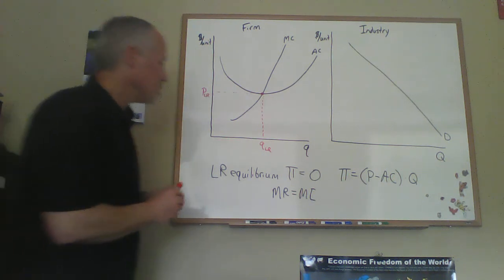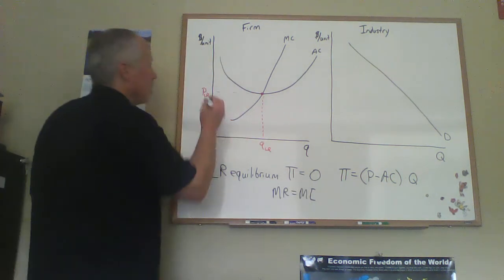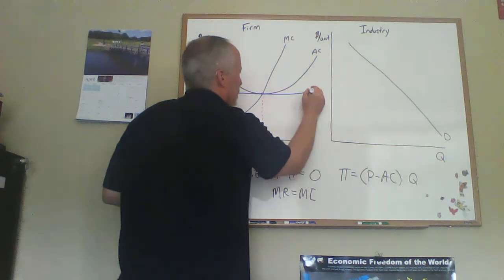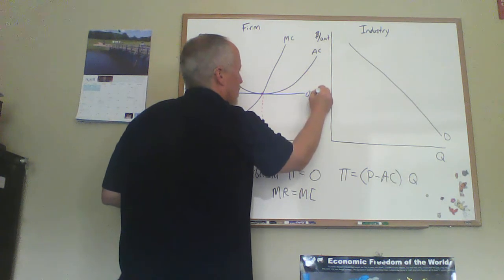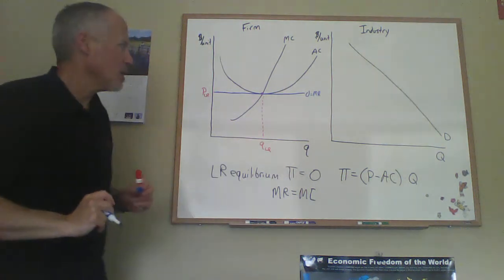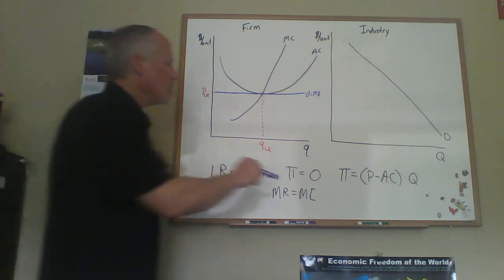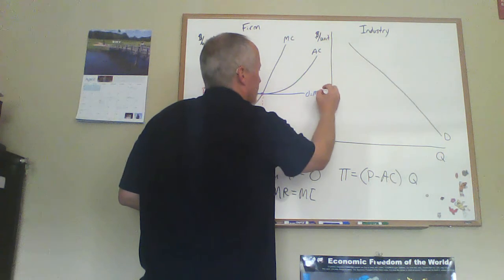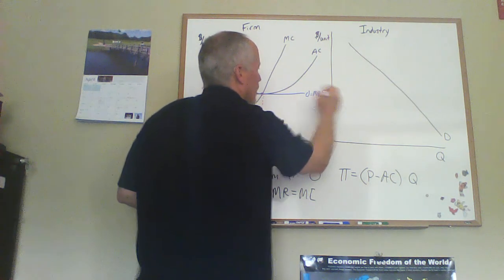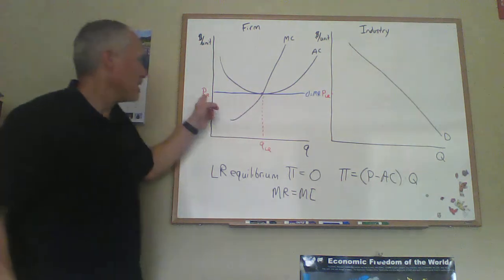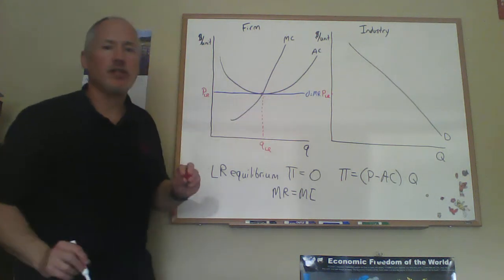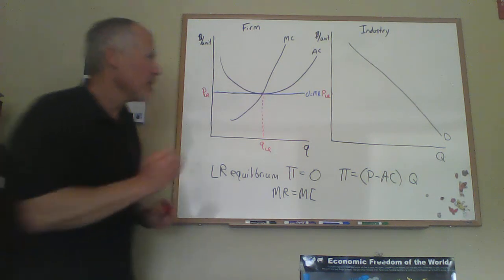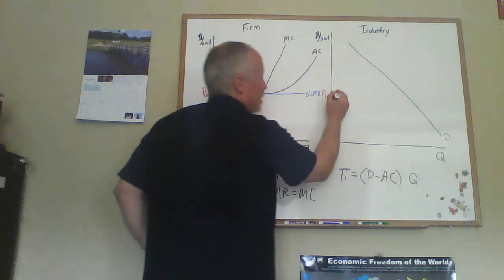So we know that this has to be the price. So we could draw in a horizontal demand curve for this firm, which is also its marginal revenue. And then we know this price has to come out in the industry. So we just take this price from the firm diagram over to the industry diagram, because we can go horizontally from one diagram to the other.